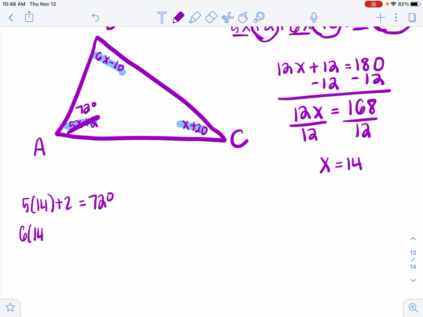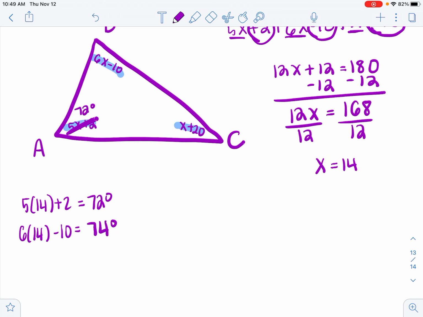Next, I have 6 times 14 minus 10. So that's 60 plus 24 is 84 minus 10. This is 74 degrees. And cross that off and put 74 degrees. Next, I have 14 plus 20, 34 degrees. Oops, that looks like 340. 34 degrees.